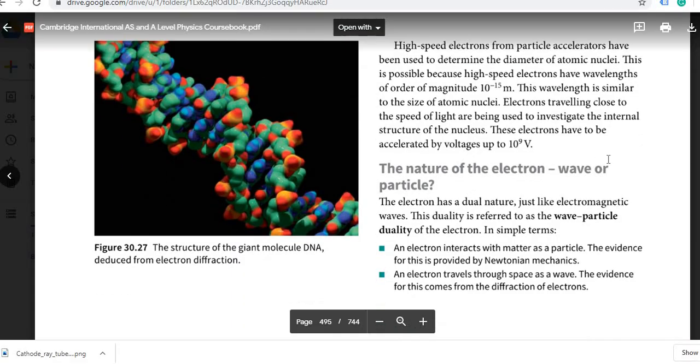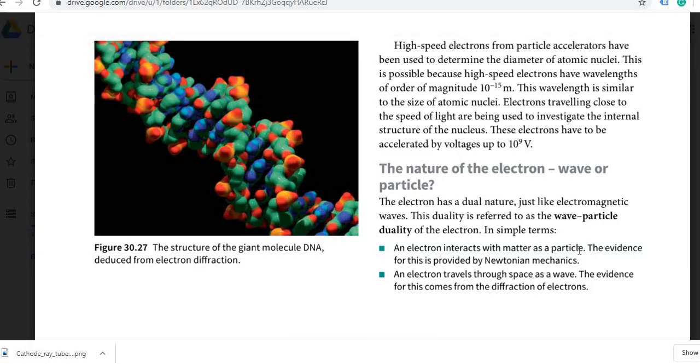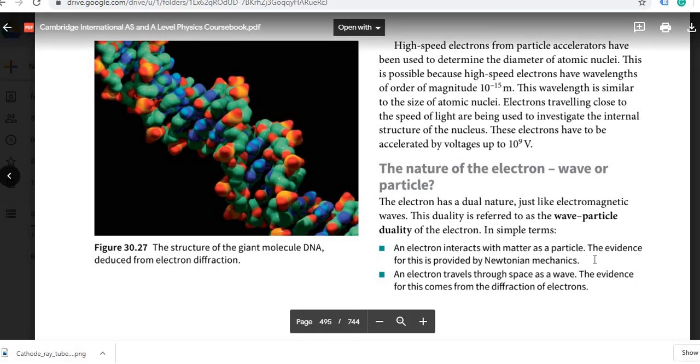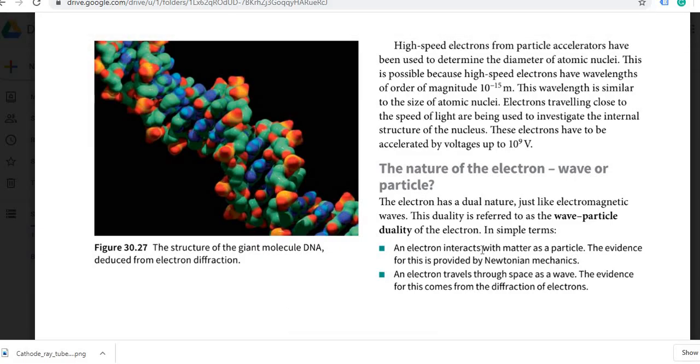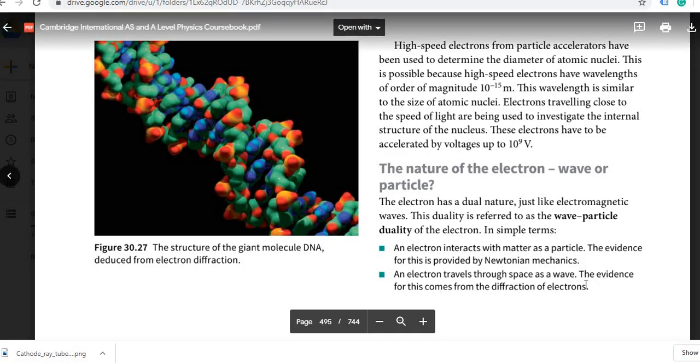And you can see the nature of the electron, wave or particle. The electron has a dual nature. Just like electromagnetic waves, this duality is referred to as the wave-particle duality of the electron. In simple terms, this is very important. As an electron interacts with matter as a particle, the evidence for this is provided by Newtonian mechanics. You use Newton's law equations because it has a mass. You can use Newtonian mechanics. So the electron interacts with other matter as a particle. An electron travels through space as a wave. The evidence for this comes from the diffraction of electrons.